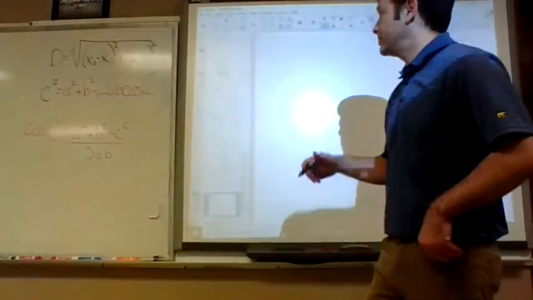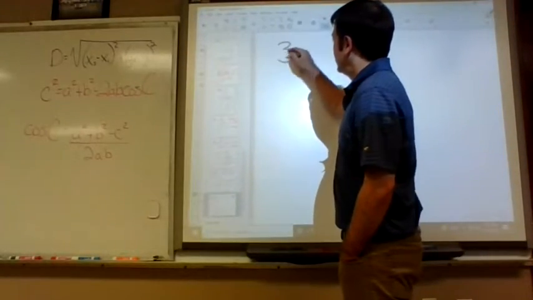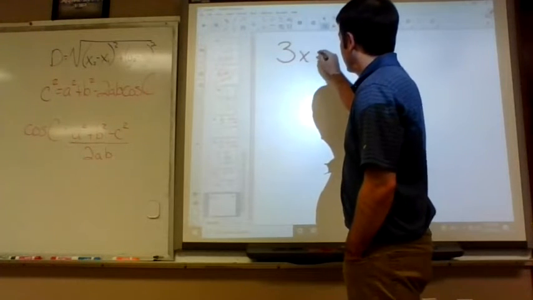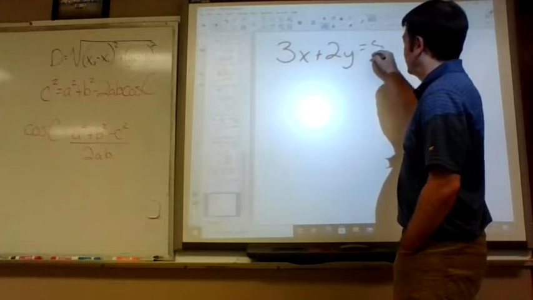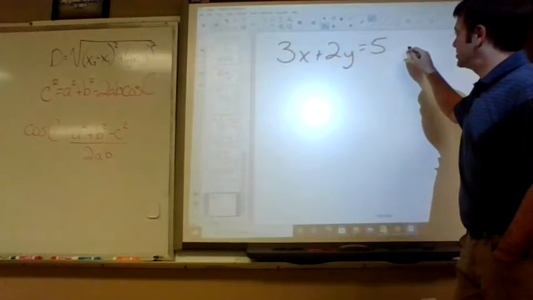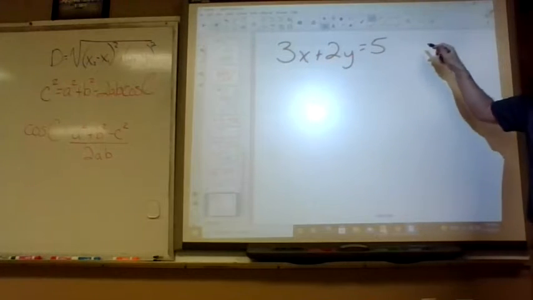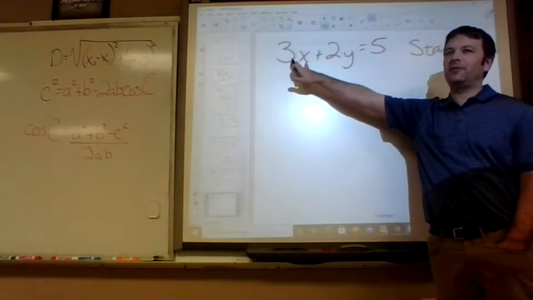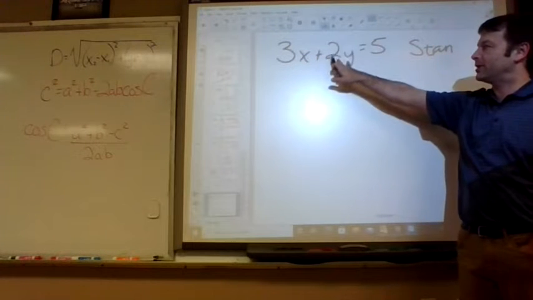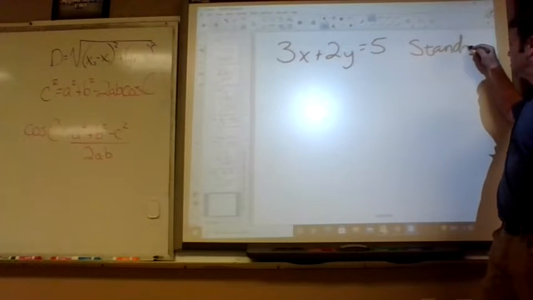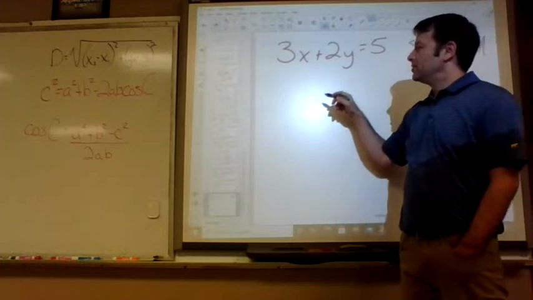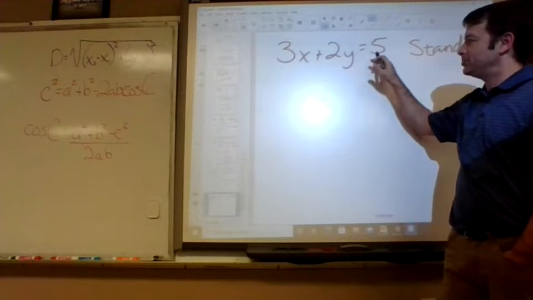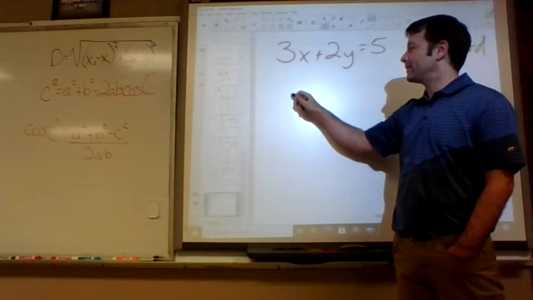The equation of a line is typically written like this, something like 3x plus 2y equals 5. I mentioned last Friday that this is called standard form, where we put the x's in front, then the y's, and then the number. It looks kind of clean, but it's not as useful for graphing.